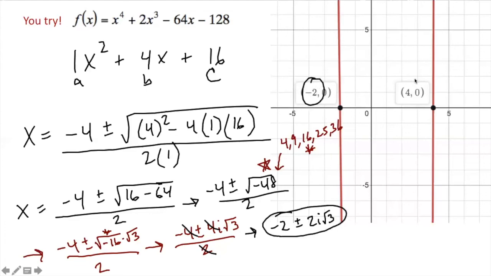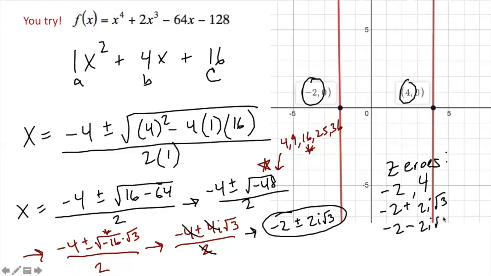These are my real solutions. So in summary, my 4 zeros of this function would be negative 2, positive 4, negative 2 plus 2i root 3. You don't see that because of the imaginary unit. And negative 2 minus 2i root 3. So there they are, ladies and gentlemen. 1, 2, 3, 4. Okay, I hope this helps.